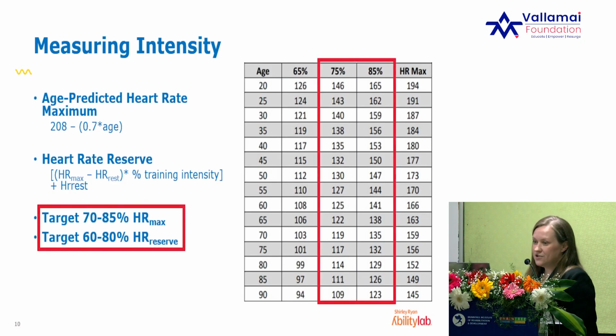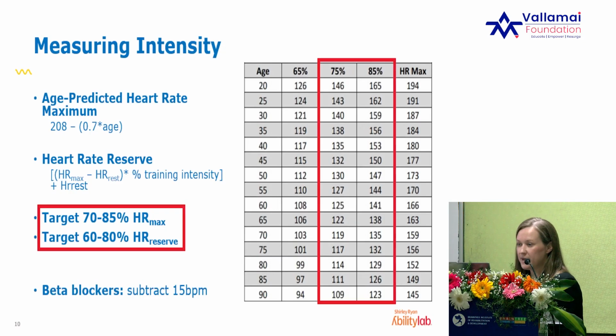For high intensity training, you want to target 70 to 85% of the heart rate max or 60 to 80% of the heart rate reserve. For patients who are taking certain medications like beta blockers, we tend to see a blunted heart rate response to exercise. Therefore, for patients on beta blockers, you want to subtract about 15 beats per minute from both your upper and lower ranges of your target heart rate zone to account for this.